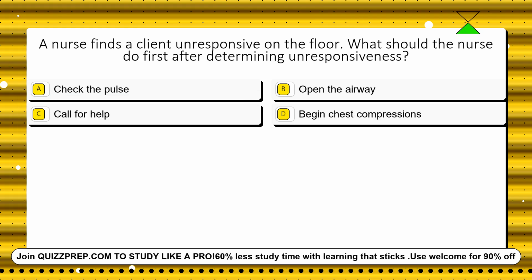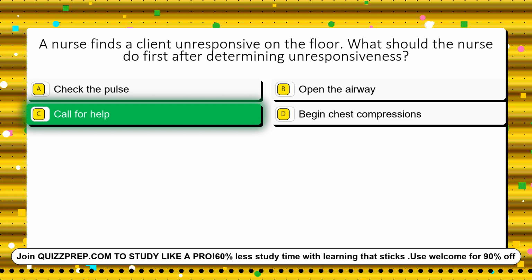Question 49. A nurse finds a client unresponsive on the floor. What should the nurse do first after determining unresponsiveness? Option A, check the pulse. Option B, open the airway. Option C, call for help. Option D, begin chest compressions.